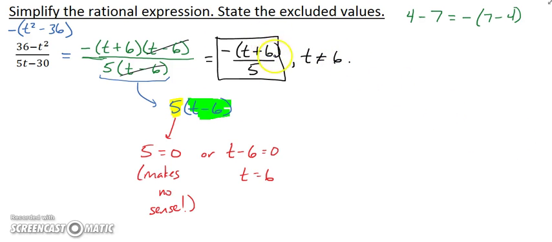So that's kind of a wrap on what you need to know on how to simplify a rational expression and to find some excluded values.